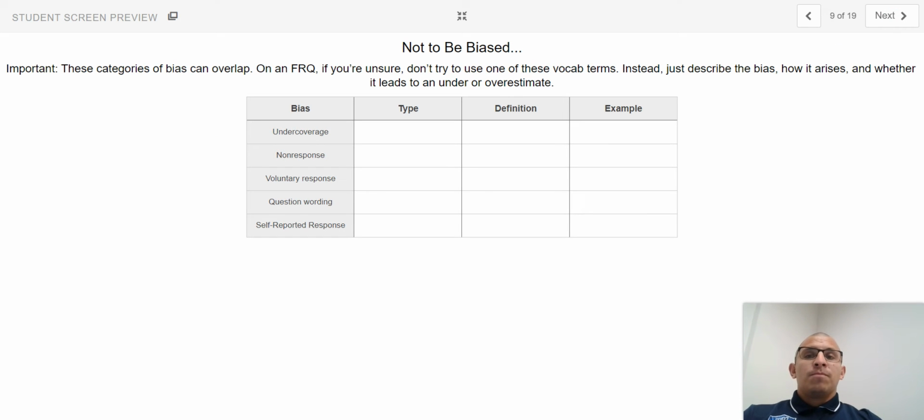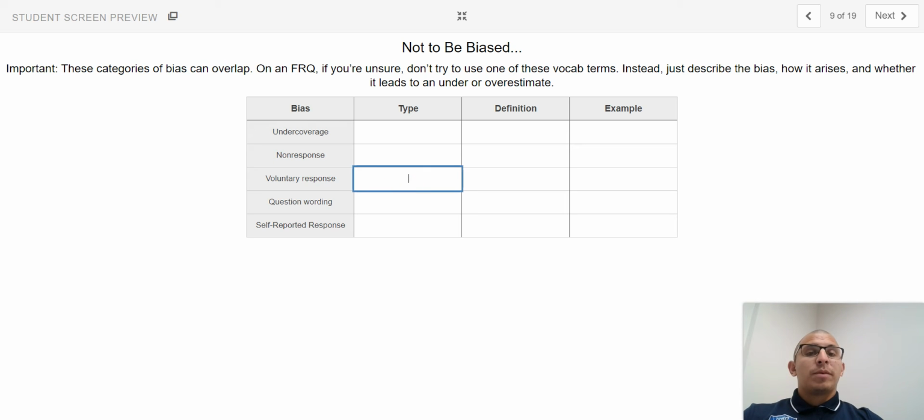Now, we just touched on two, undercoverage and non-response. So when we are tackling these free response questions, we want to make sure that we don't pigeonhole ourselves. If we're unsure of the type of bias, because as you can see before, right, we can have biases that overlap, don't try to utilize one of the vocab terms. Instead, simply describe the bias, how it arises, and whether it can lead to an under or overestimate.